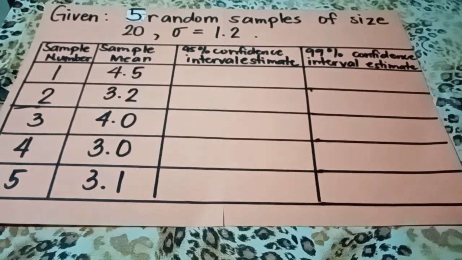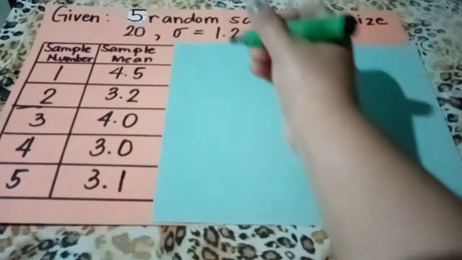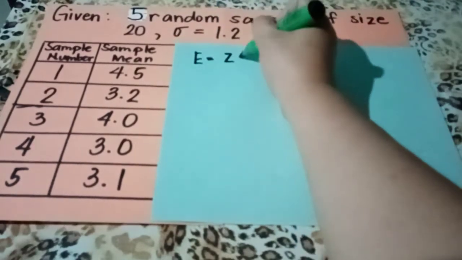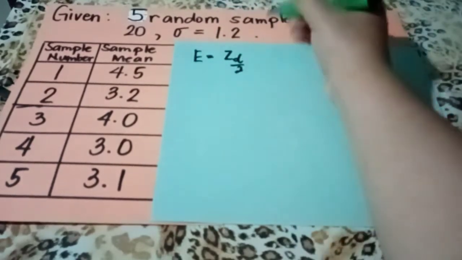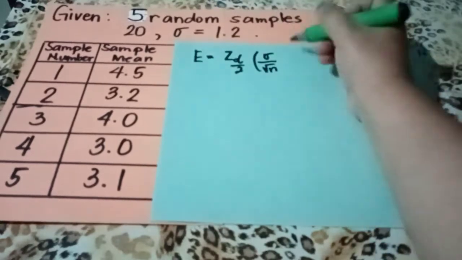Let us have the first example, 4.5 as your sample mean. Using this given example, the first thing that we are going to do is find the margin of error. Using the formula, margin of error is equal to the critical value multiplied by our standard deviation all over the square root of your sample size.